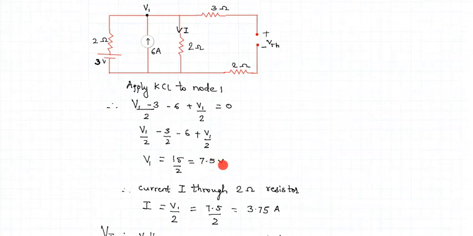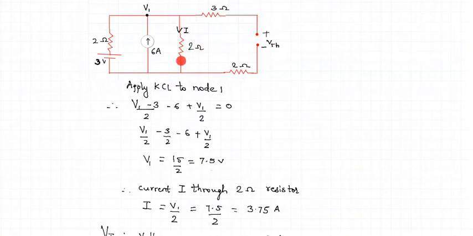We are interested in obtaining the open source voltage VTH. So for VTH, from the circuit, we clearly understand that VTH is the voltage across the 2 ohm resistance. As there is no current through these two resistances, because of open circuit, no voltage is generated across them. So the only voltage that is generated is across the 2 ohm resistance. So VTH is the voltage across the 2 ohm resistance.